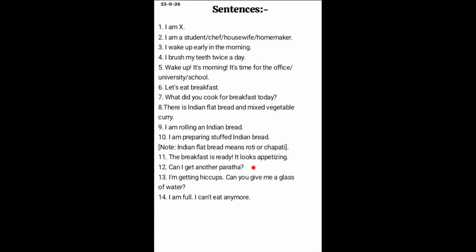Can I get another paratha? I am getting hiccups. Can you give me a glass of water? I am full. I can't eat anymore. मेरा पेट भर गया, मैं और नहीं खा सकती.